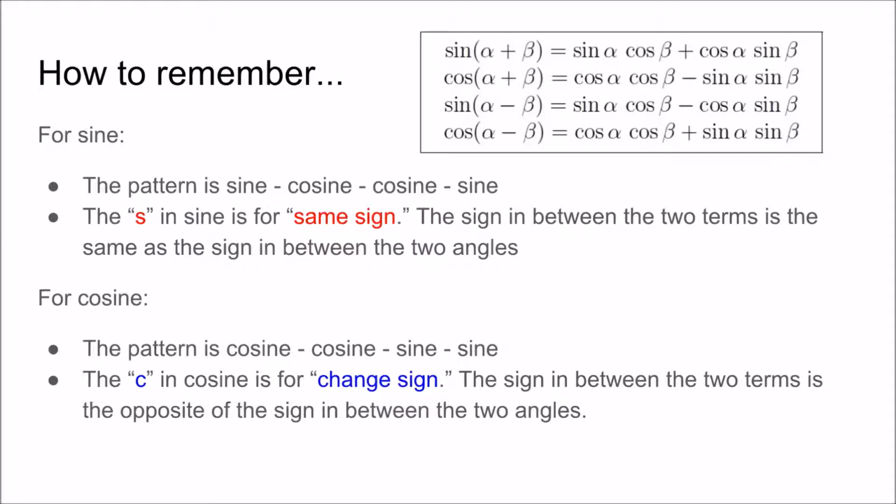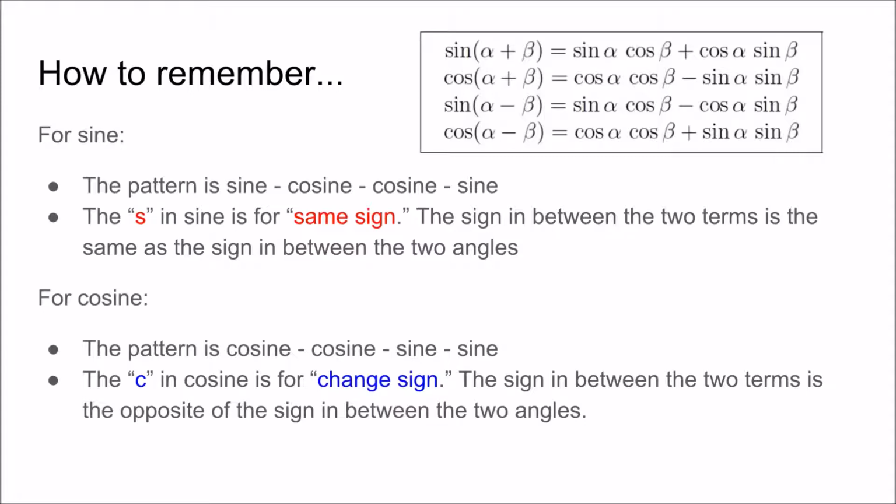This is a helpful way to memorize them. So for sine, you can think of the s in sine as same sign, because if you look at the two formulas for sine, the sign on both sides of the equation stays the same. And the c in cosine can be thought of as change sign, because the sign is opposite on both sides of the equation.